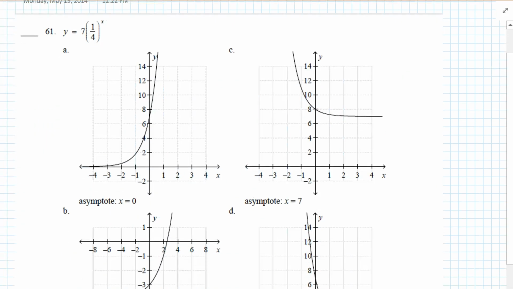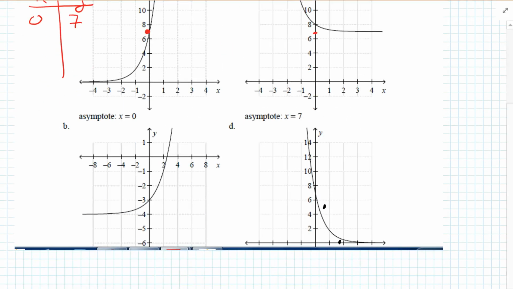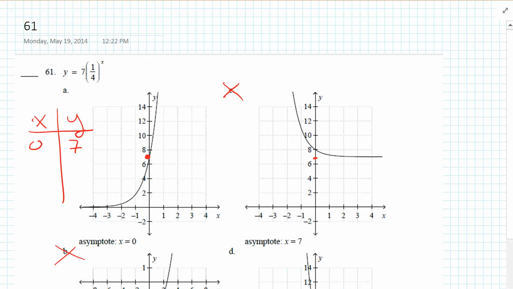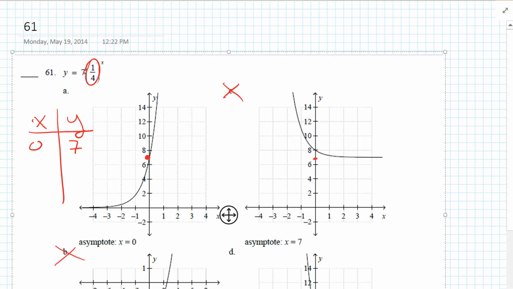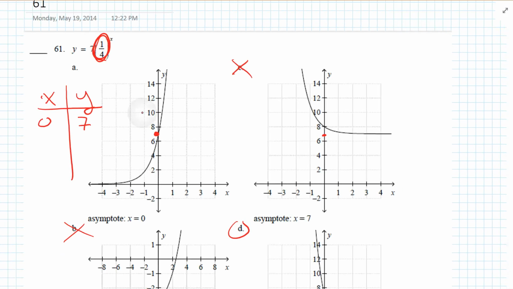61. Y equals 7 times 1/4 to the x power. Okay, we'll just do an XY graph real quick. Here's what we know. Let's pick an easy one. When x equals 0, y is going to be 7. So that one's in the ballpark. That one's not. That one's not. This one is. Okay, that is a fraction. That's less than 1, so it's exponential decay. So the answer must be D.